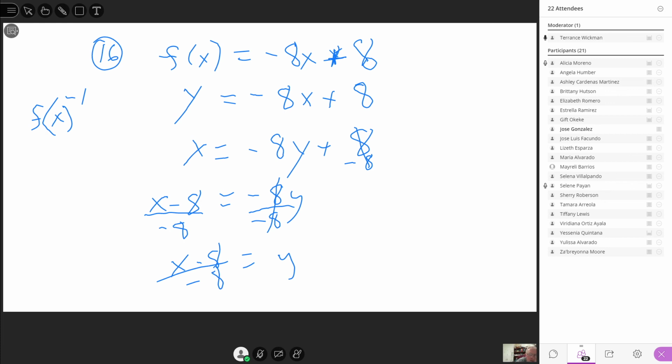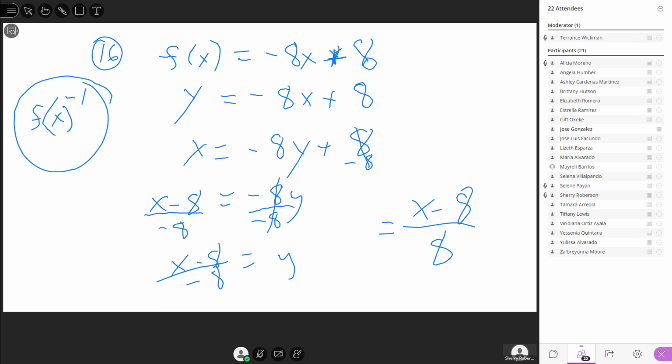Now, the only thing you got to do next, this is exactly right. X minus 8 over 8. But it no longer equals y because it's the inverse, right? So what is the inverse notation? It'll be the x minus 8 over 8, f of x to the -1. That's your final answer.